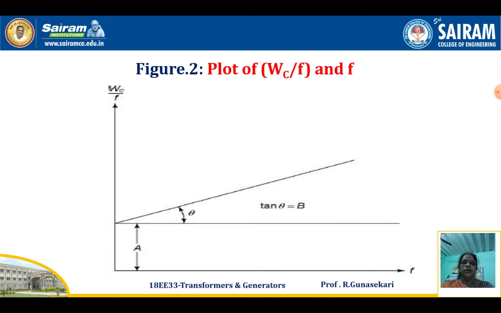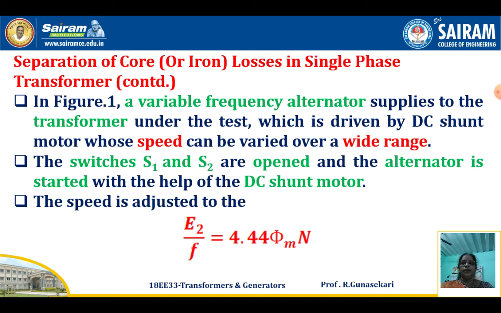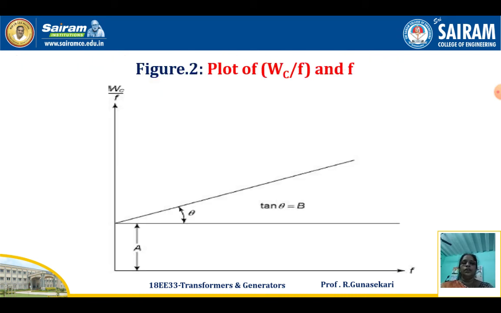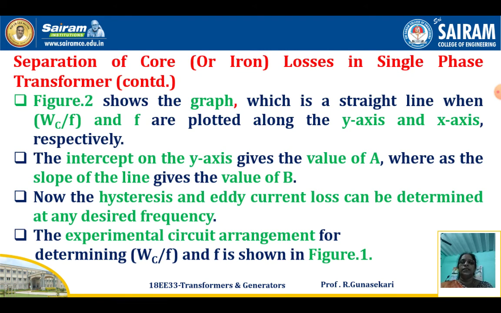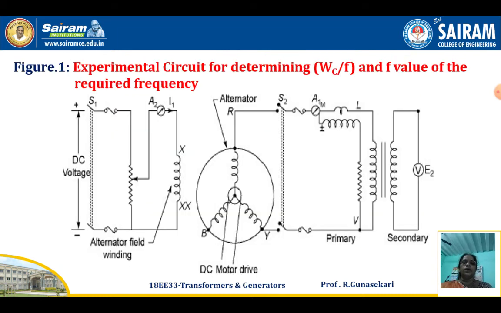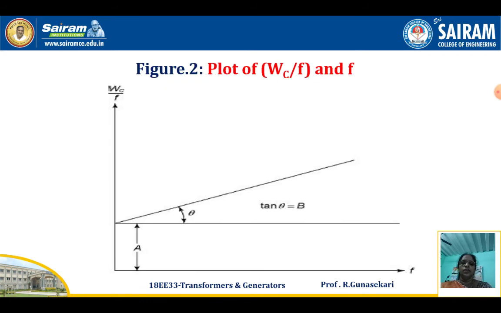This is the A, and then theta also. The angle between this line and the axis, tan theta, is equal to B. So this is the graph. From the graph, as I told before in the slide, the intercept on the y-axis gives the value of A, and the slope of the line gives the value of B. Now you see the diagram.